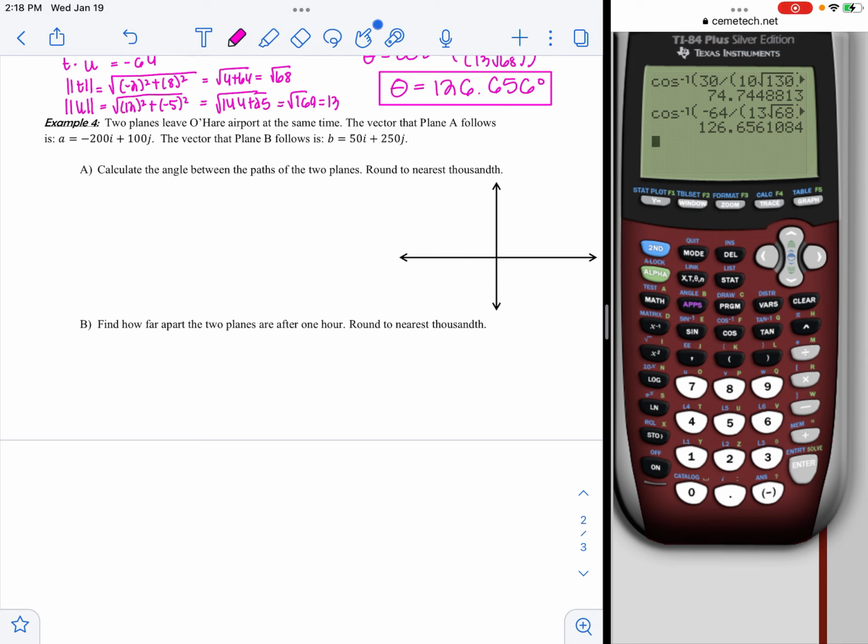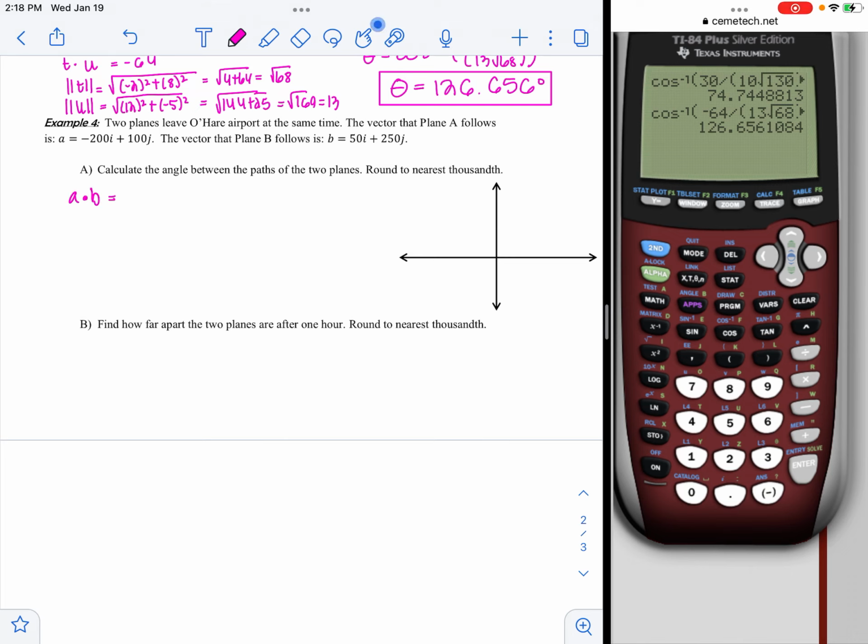2 planes leave O'Hare Airport at the same time. The vector that plane A follows is A equals negative 200i plus 100j. The vector that plane B follows is B equals 500i plus 250j. Find the angle between the paths of the 2 planes, rounded to the nearest 1,000th. I do have a picture here, which I do not need, but it does help with B. So I'm going to wait to draw it until I do B.